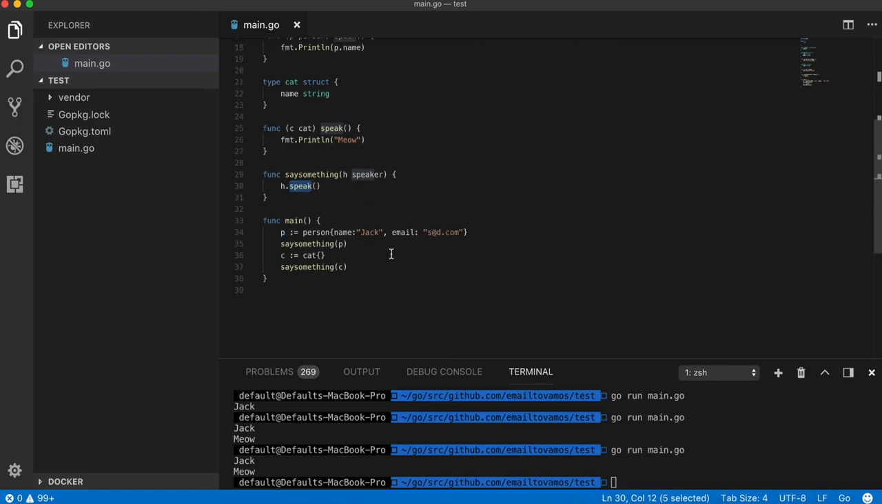So this is an overall very brief introduction on what an interface is and how it sort of works in Go, and which should be helpful in understanding some gRPC concepts in future.